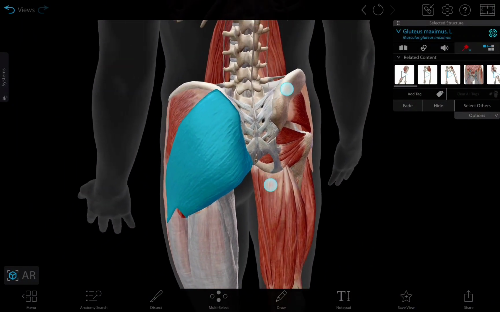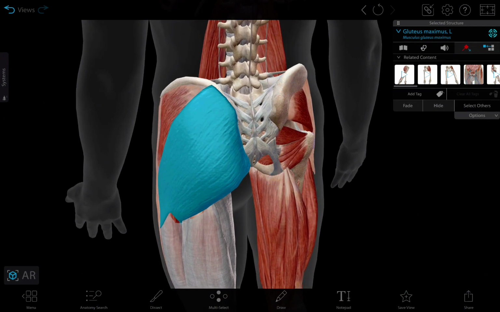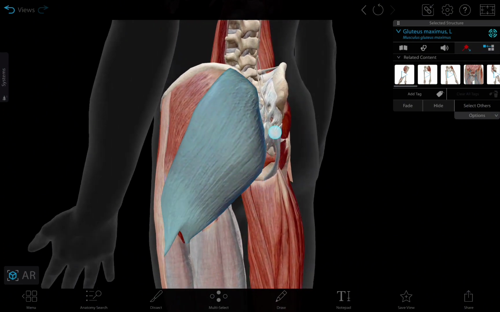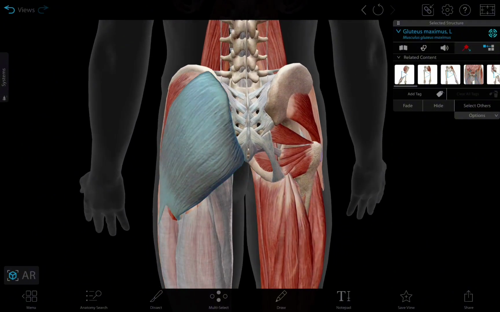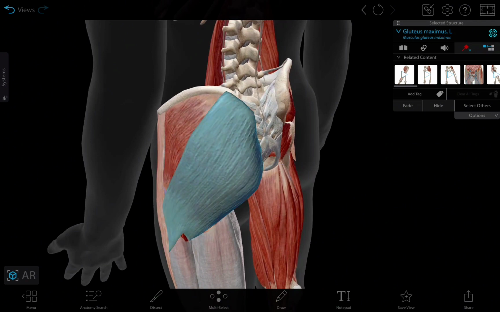So today we are going to discuss the hip muscles. There are a total of three important hip muscles. The first is the gluteus maximus, which is the largest, as you can see in the picture here. The second is the gluteus medius, and the third is the gluteus minimus.